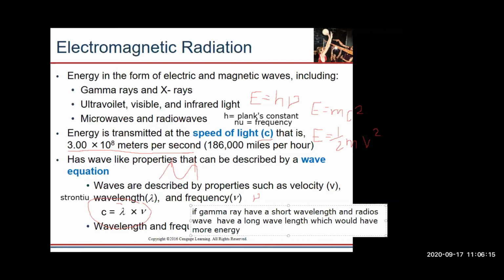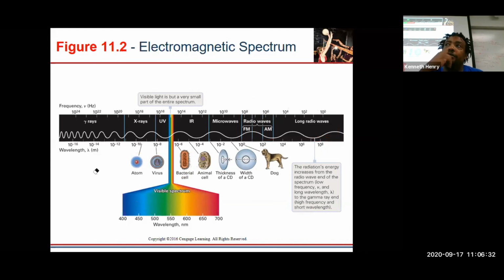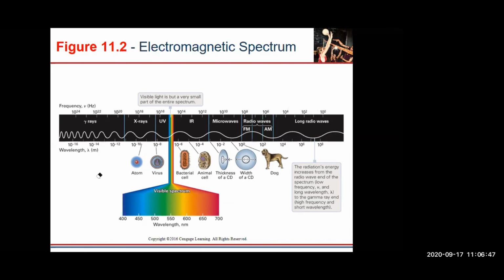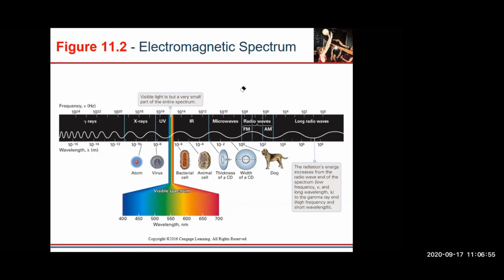Did you guys get that? Okay, so let me show you my figure. This is where we stopped last time. This is the electromagnetic spectrum. On the electromagnetic spectrum, up top we have frequency and we have wavelength. As we go from left to right, is frequency increasing or decreasing? Decreasing, that's correct. As we go from left to right, is wavelength increasing or decreasing? Increasing. And you can actually see the waves, right?